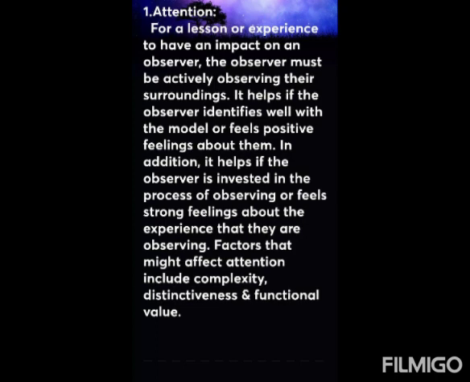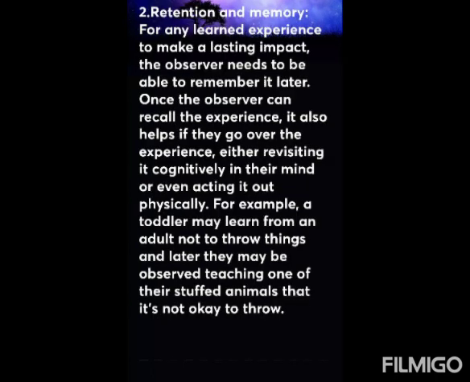The first one is attention. For a lesson or experience to have an impact on an observer, the observer must be actively observing their surroundings. It helps if the observer identifies well with a model or feels positive feelings about them. In addition, it helps if the observer is invested in the process of observing or feels strong feelings about the experience they are observing. Factors that might affect attention include complexity, distinctiveness and functional value. The observer has to pay attention to another person's behavior and its consequences so as to repeat the same if required. Attention is the first and most important step.